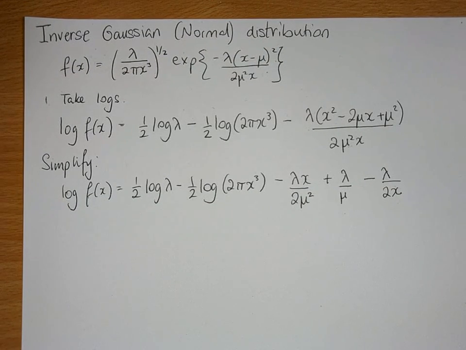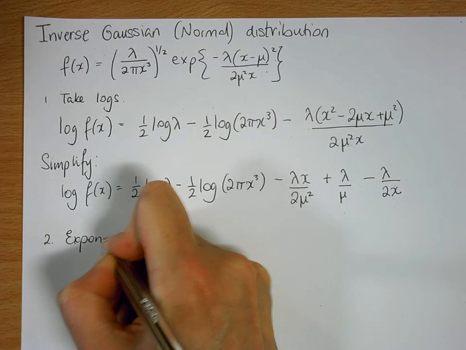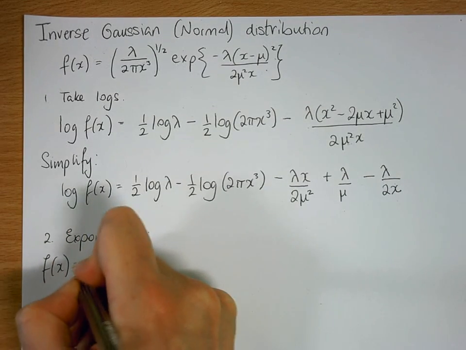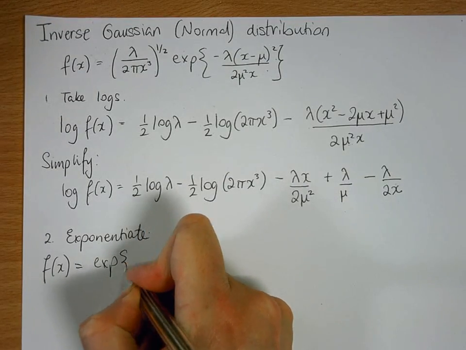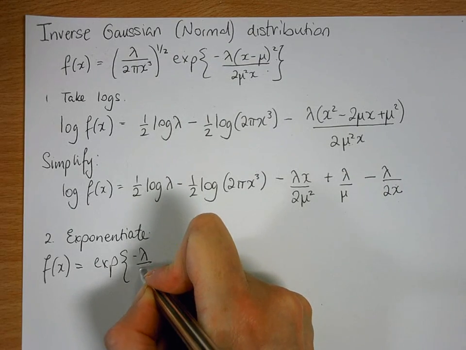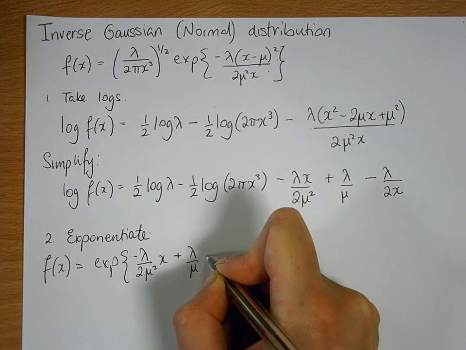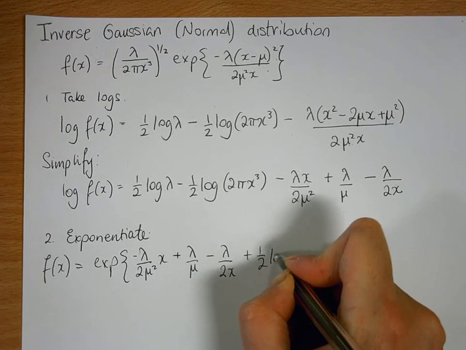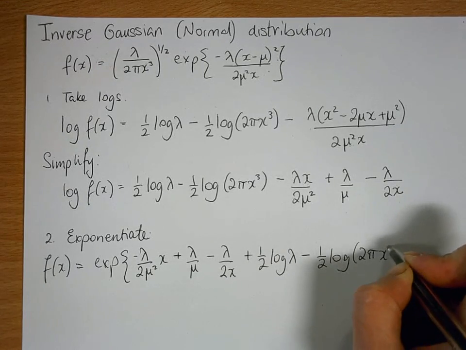And then we can think about exponentiating. So next bit is exponentiate. So we get f of x is the exponential of all of this, and we'll start by bringing things over into the form that we are familiar with. So we have lambda minus lambda over 2 mu squared times x plus lambda over mu minus lambda over 2x, and then plus a half log of lambda minus a half log of 2 pi x cubed.